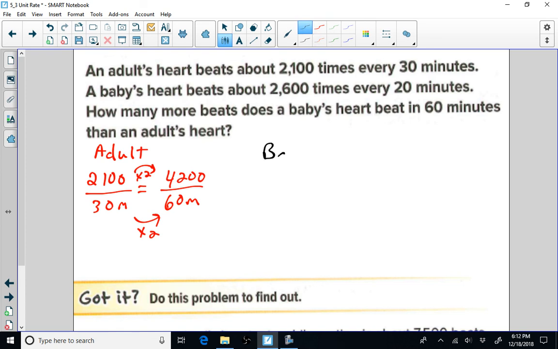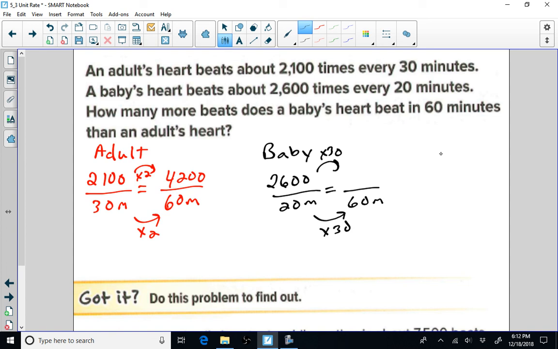For the baby, we'll do that over here. For the baby, there's 2,600 beats in 20 minutes. We want to make an equivalent ratio for 60 minutes. That would be times 30. So the numerator would have to be times 30. And what's 2,600 times 30?